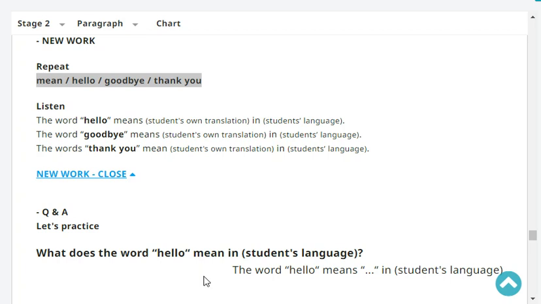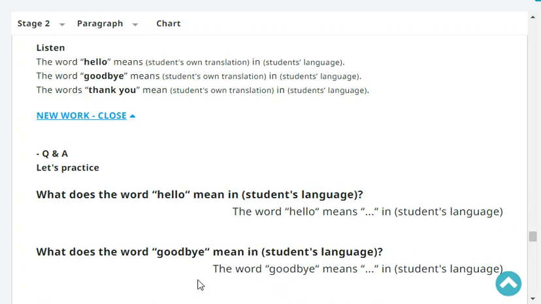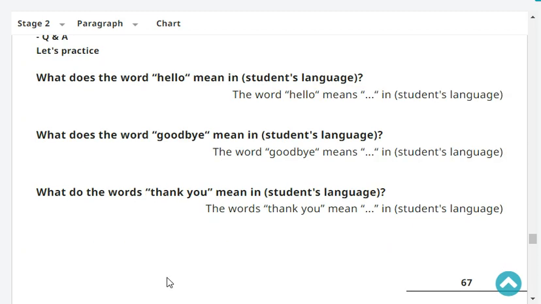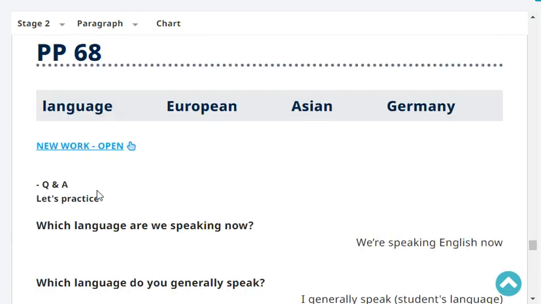Okay, let's practice. What does the word hello mean in Japanese? The word hello means konnichiwa in Japanese. Very good. What does the word goodbye mean in Japanese? The word goodbye means sayonara in Japanese. Right? What do the words thank you mean in Japanese? The words thank you mean arigato in Japanese. Very good.